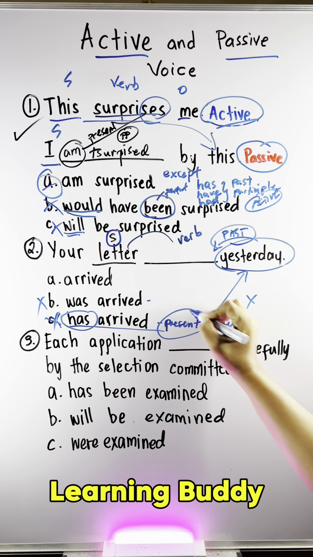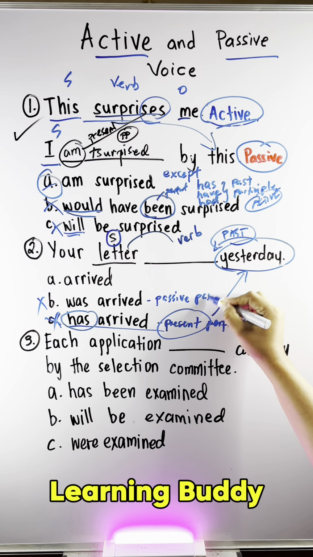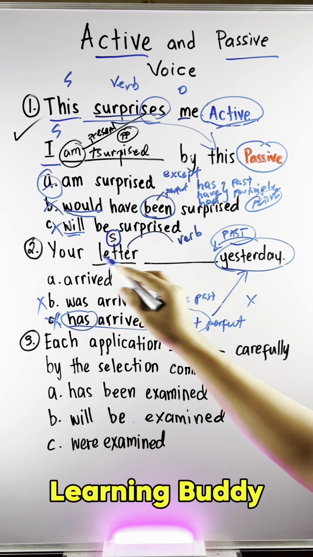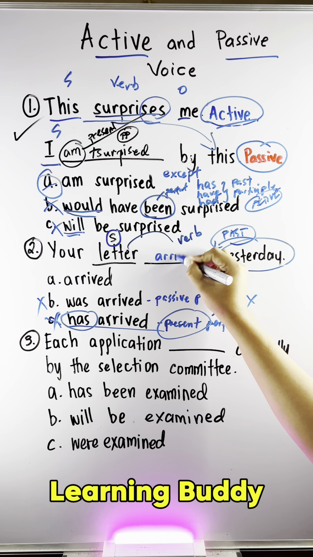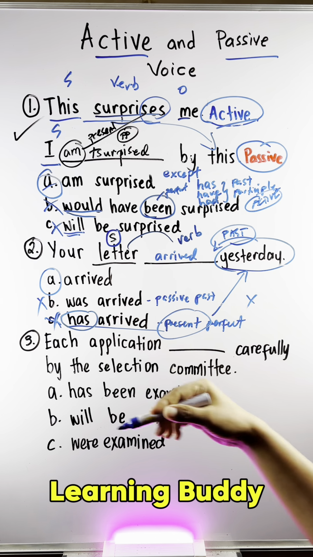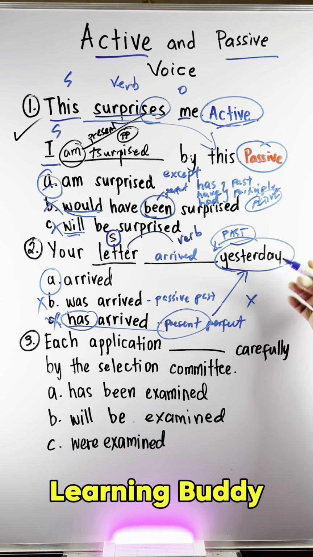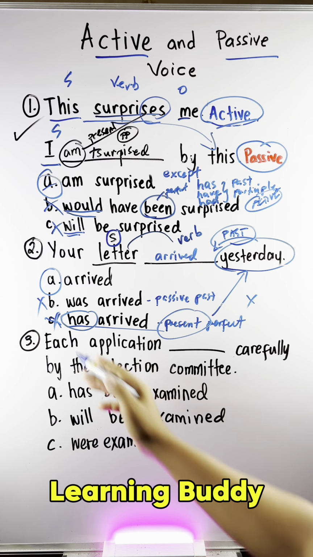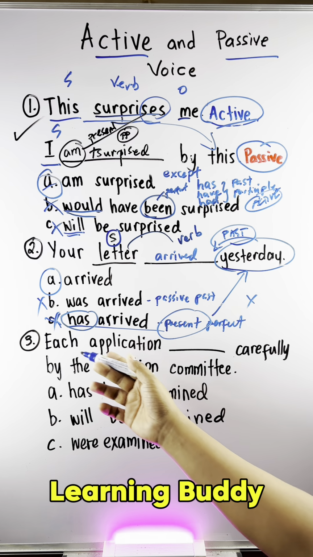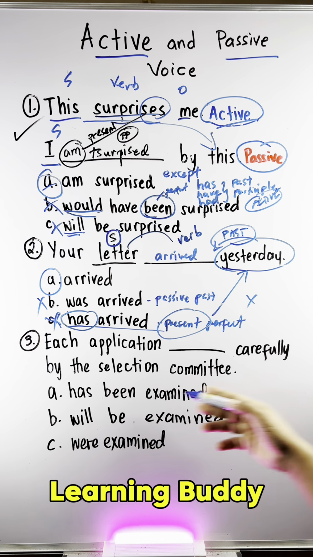We will not be answering was arrived, for this tells that the voice of the verb is passive. As what I've said, the voice of the verb is active. So we cannot say your letter was arrived yesterday. Instead, your letter arrived yesterday. This sentence may sound inanimate, and yes, it is. It's personification.